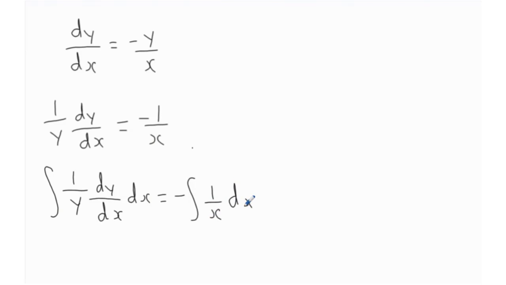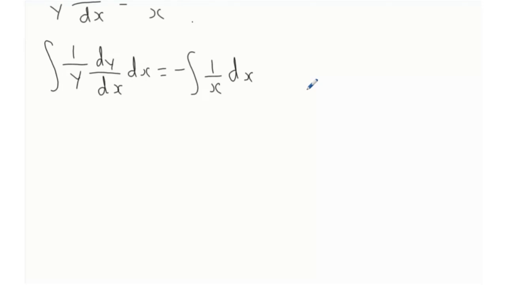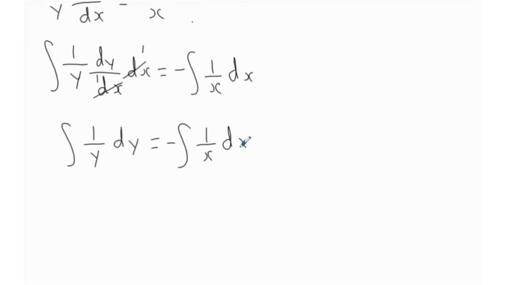dx, just like that. So these are very friendly integrals, but just before we do that, have a look at these dx's. So you have the integral of 1 over y dy equals minus the integral of 1 over x dx. So these are very nice integrals. It's ln of the absolute value of y equals minus ln of the absolute value of x plus c.